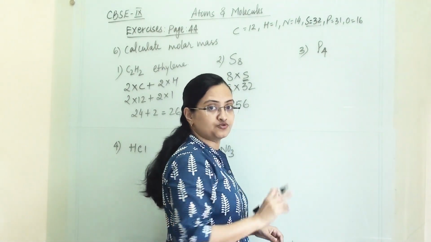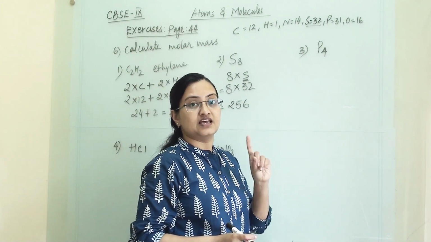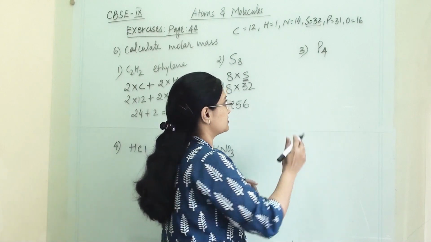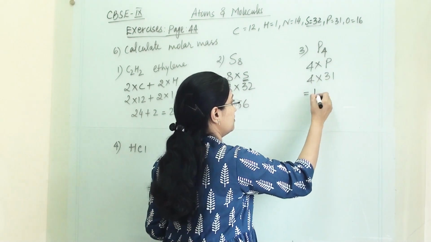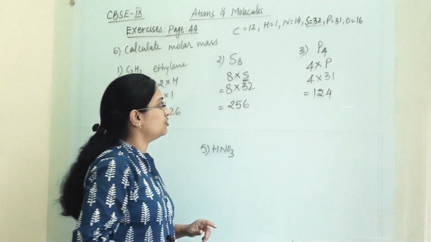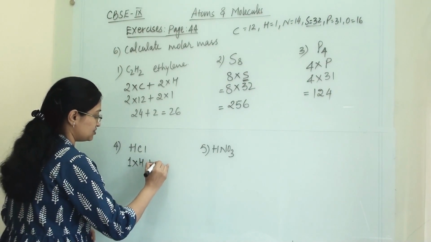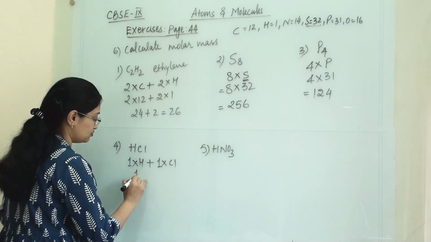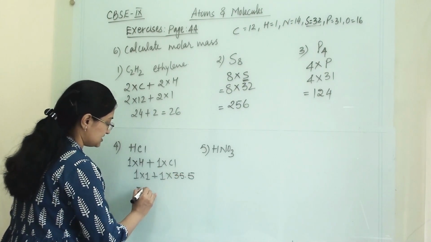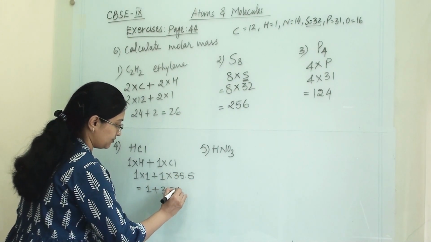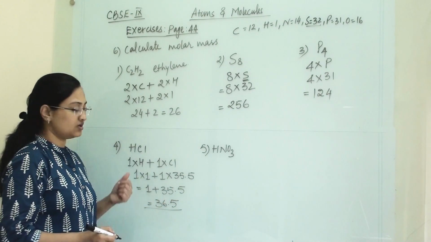Now P4. Phosphorus atomicity is 4. That means in one molecule of phosphorus there are 4 atoms of phosphorus. So 4 into P. So 4 into 31. 124 is the molar mass of phosphorus. Now HCl. In this there is 1 atom of hydrogen and 1 atom of Cl. So 1 into 1 plus 1 into 35.5. So the answer is 1 plus 35.5 equals 36.5. 36.5 is the molar mass of HCl.